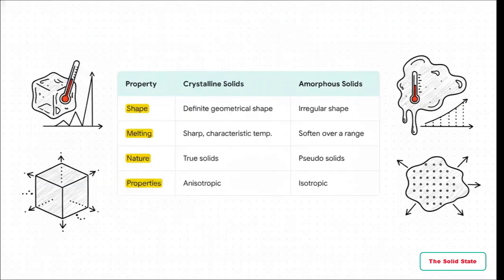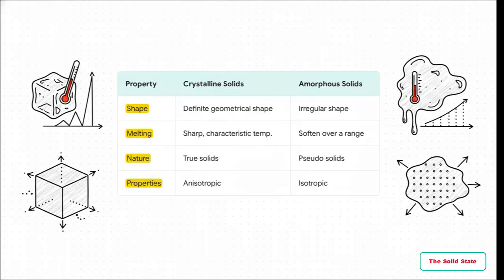Now, this difference between order and chaos on the inside, it leads to totally different behaviors on the outside. Take melting, for example. A crystalline solid, like a perfect ice cube, melts at one sharp, precise temperature. Boom, it's done. But an amorphous solid, like glass, it just gets softer and softer and gooier over a whole range of temperatures. That's why people sometimes call them supercooled liquids.